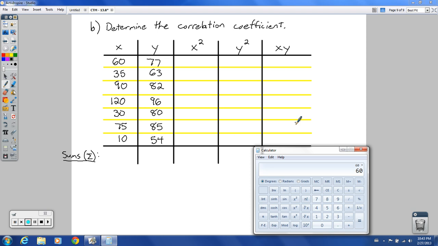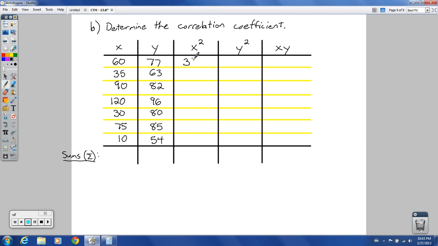I really didn't need to do 60 times 60. I know 6 times 6 is 36, and I can just add 2 zeros to that. So I'm going to fill in the easy ones. 9 times 9 is 81, so add 2 zeros to that. 12 times 12 is 144, so I'm going to add 2 zeros to that since it's 120 times 120. 3 times 3, that's 9. Add 2 zeros to that. 10 times 10 is 100.